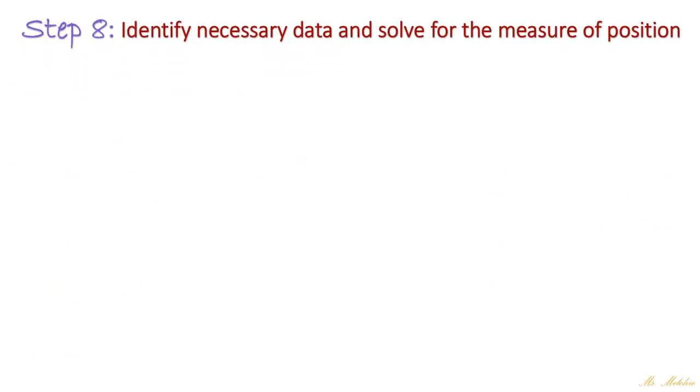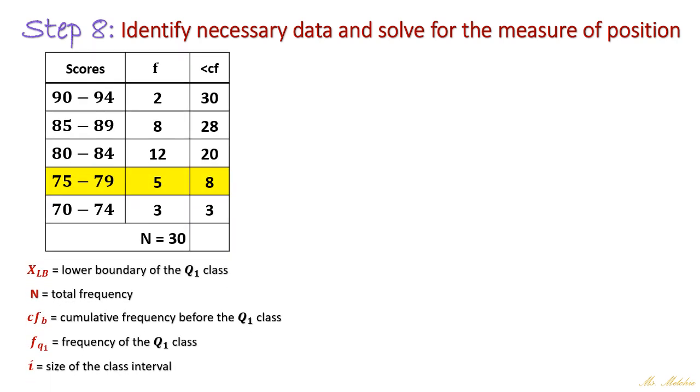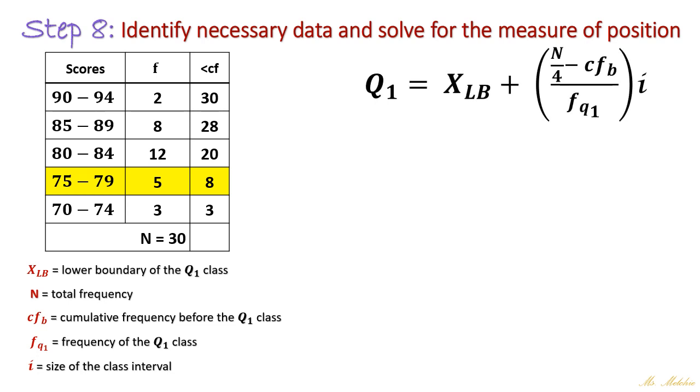Okay. Since we're done with identifying our Q1 class, Q2 class, and Q3 class, we can now proceed with our computation itself. But of course, before we proceed to that, let us first identify all the necessary data in our formula. As you can see, we need the lower boundary of the Q1 class, the total frequency, and the rest. So we need to identify those first.